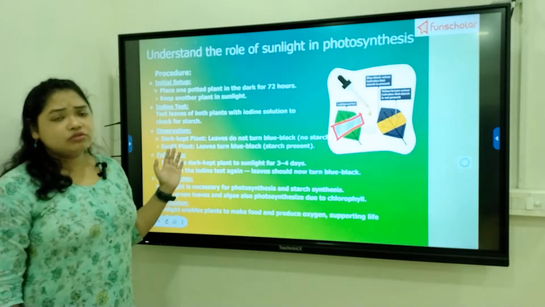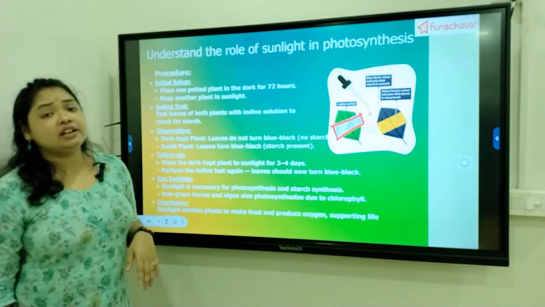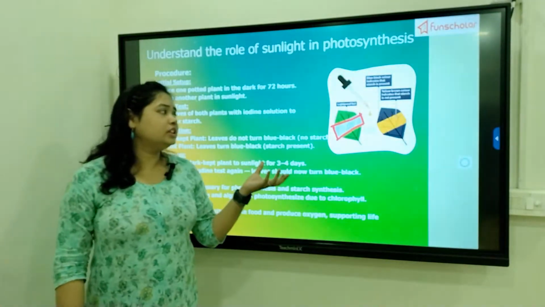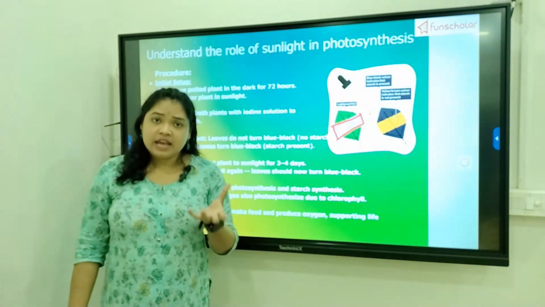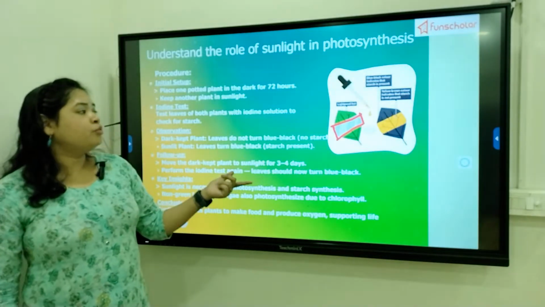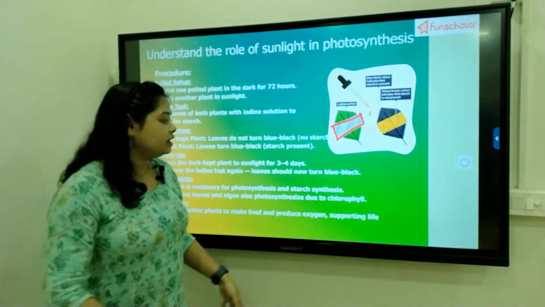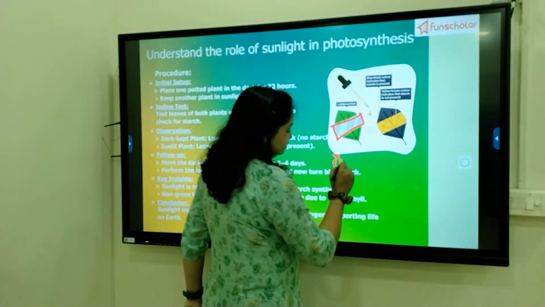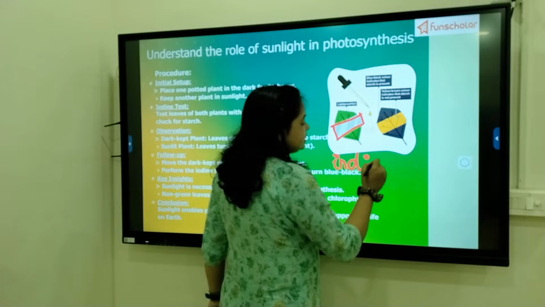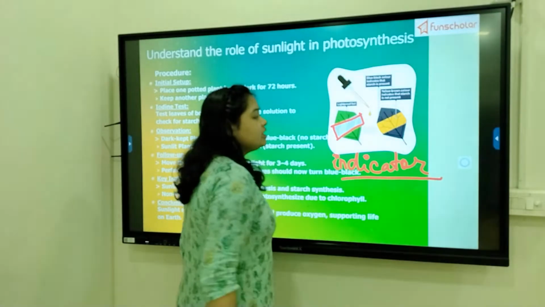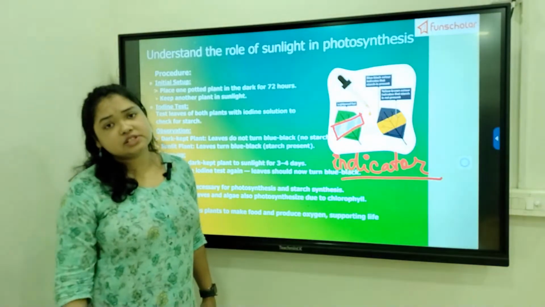and carry out the iodine test. What is the iodine test? We first boil the leaf or put the leaf in a water bath, and then we put the iodine, and iodine is an indicator for the presence of starch.